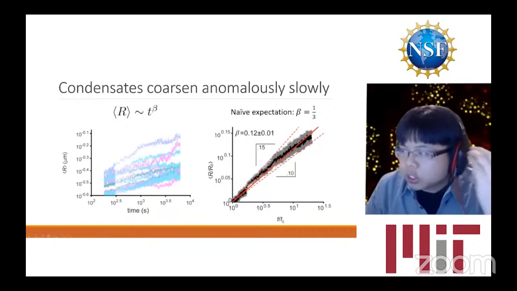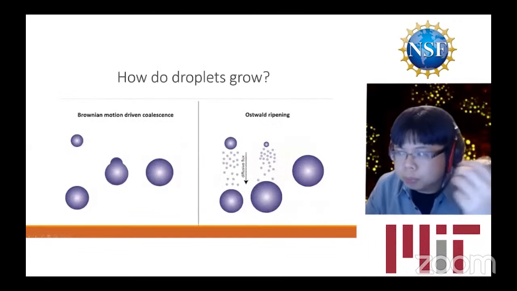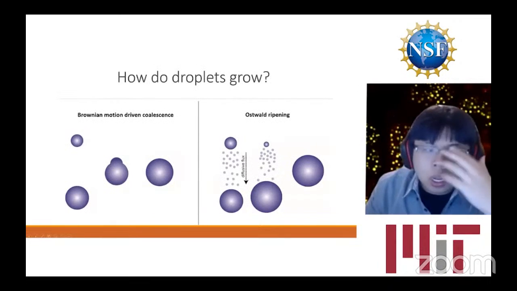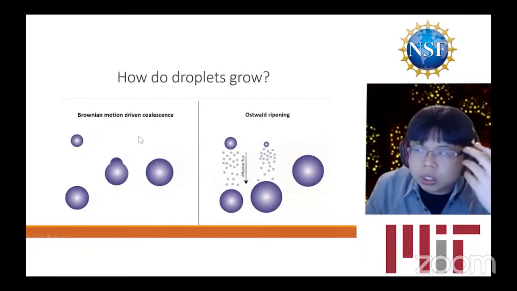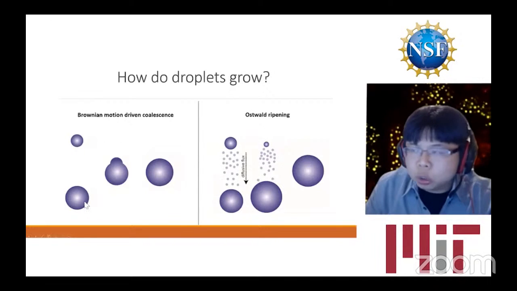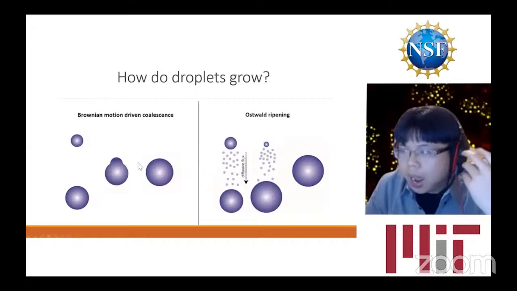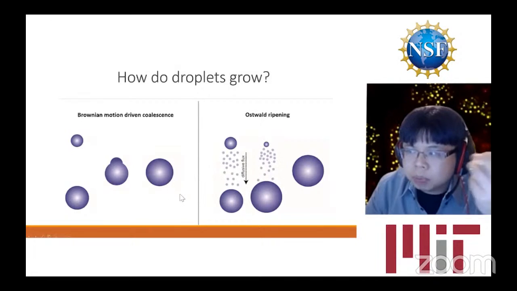To understand why this happens, we need to think a little bit about the mechanisms by which droplets grow. In general, droplets grow by two mechanisms. There is Brownian motion-driven coalescence, by which we have these two domains which will randomly walk and diffuse until they meet each other. Once they touch, they'll merge and form this larger droplet to minimize their surface tension.